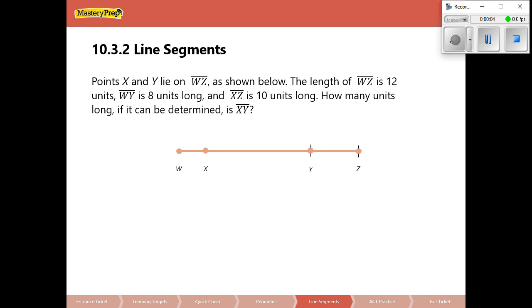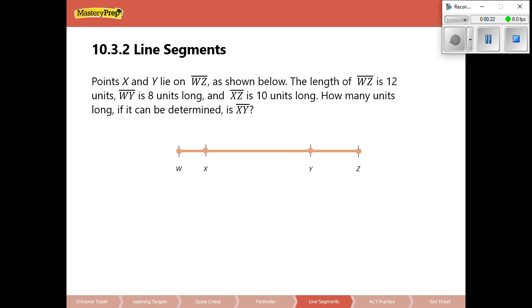So this here is where we stopped in the note sheet from yesterday. Was this problem here? Line segments. Just talking about distances on a line. Now, points X and Y lie on the line WZ, as shown.